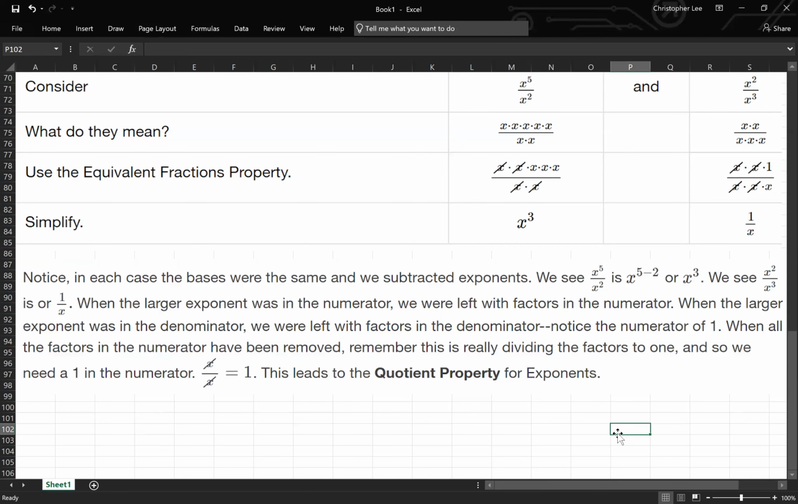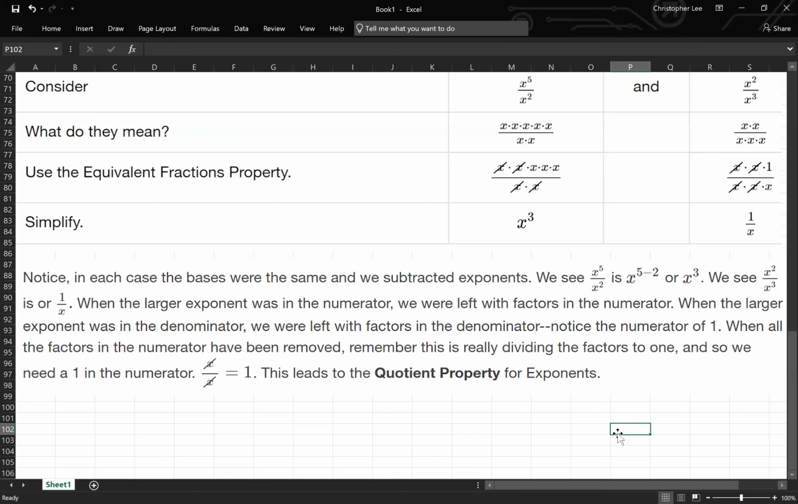So notice in each case, the bases were the same and we subtracted the exponents. We see that x to the fifth divided by x to the second is actually x raised to the 5 minus 2 power, or x to the third. We see that x to the second divided by x to the third is x to the negative 1 power, or 1 over x. So when the larger exponent was in the numerator, we were left with factors in the numerator. When the larger exponent was in the denominator, we were left with factors in the denominator.